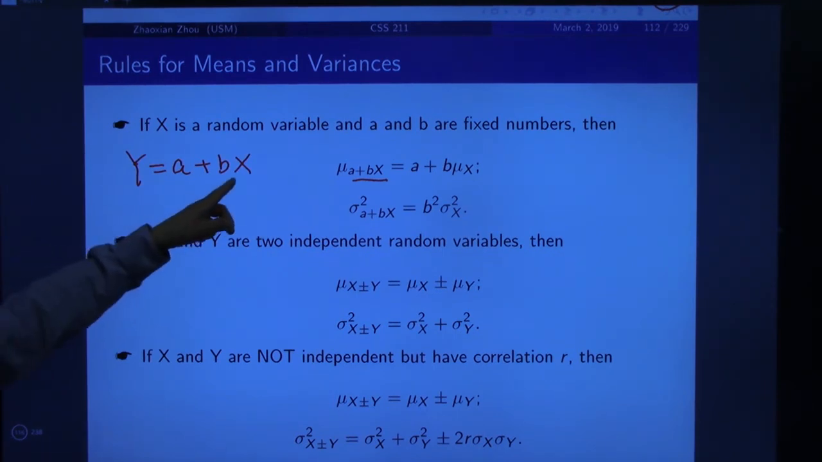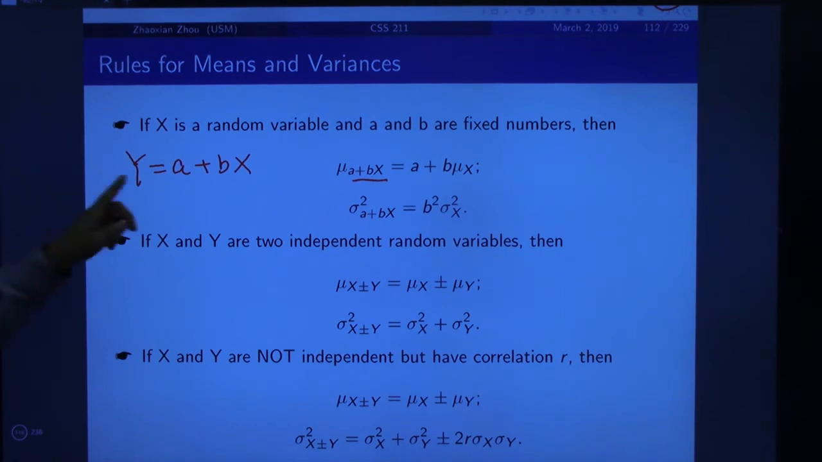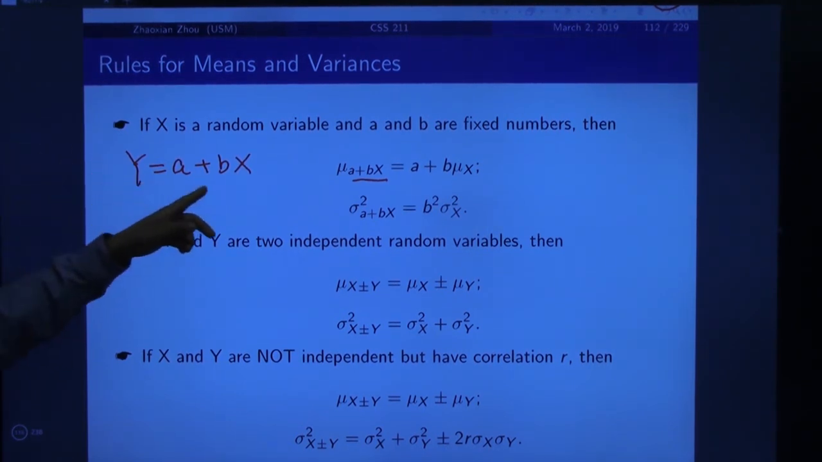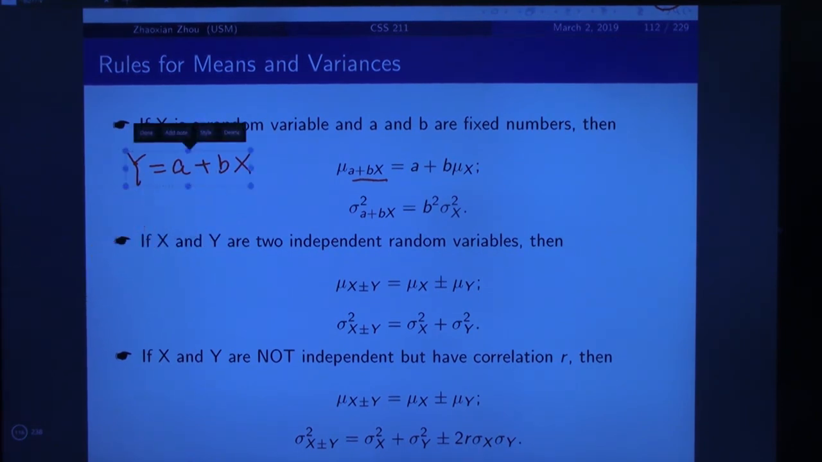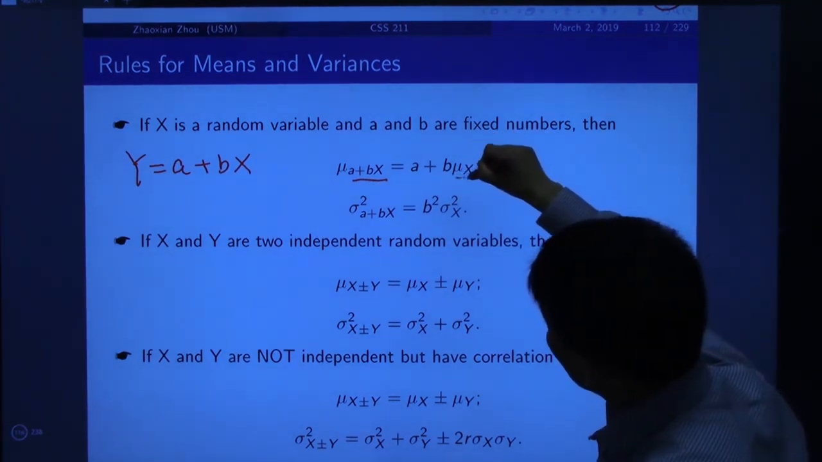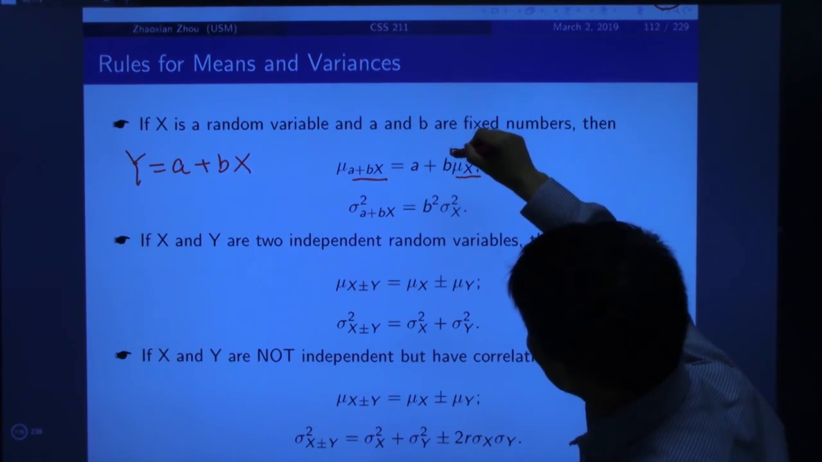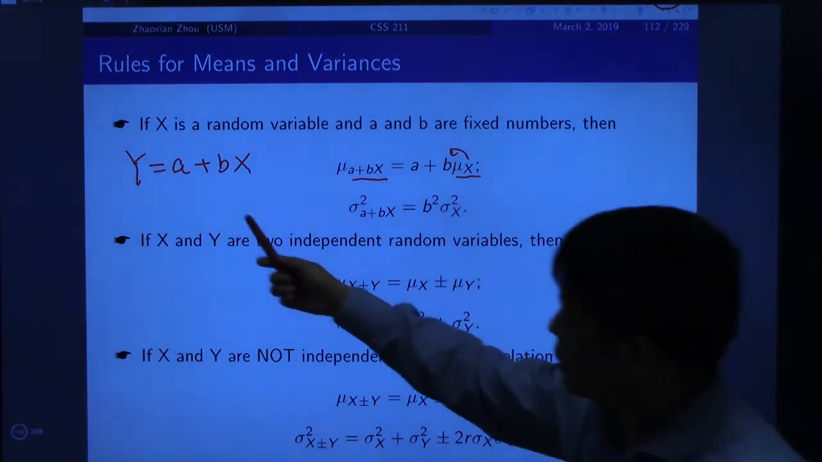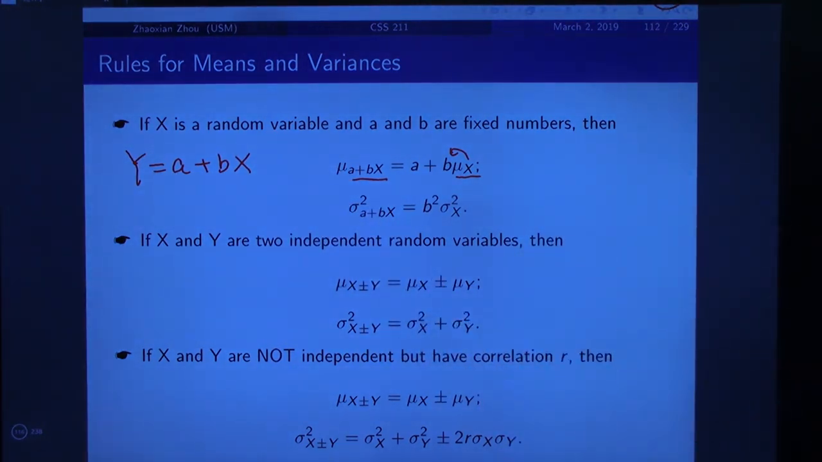If we know the mean of x, and if we know the standard deviation or the variance of x, how do we calculate the mean and the variance of y? We have formulas here. We don't need to start from the definition to calculate the mean and the variance. We can directly convert the mean and the variance of x to the mean and the variance of y. The mean of y equals b times the mean of x, plus a. That's this constant a plus b times the mean of x gives us the mean of y.